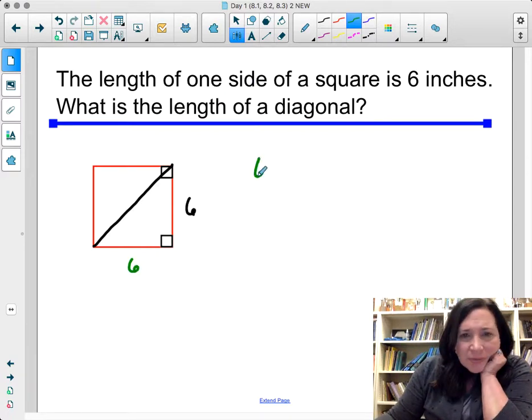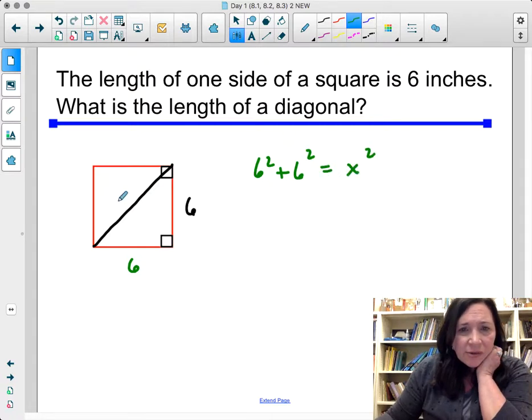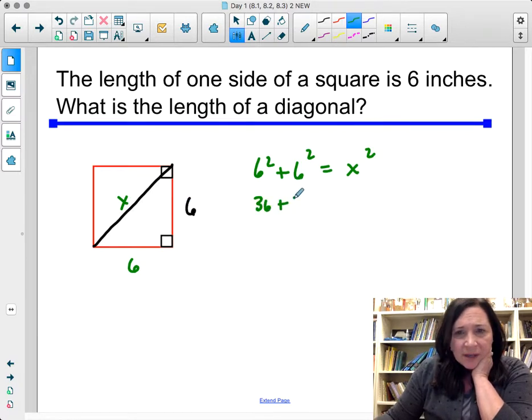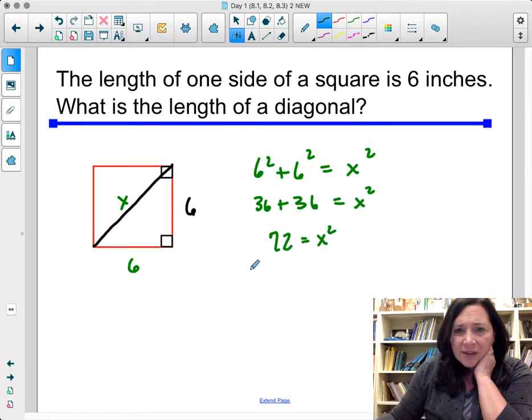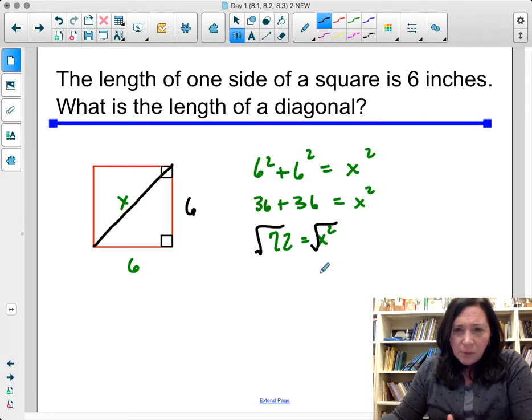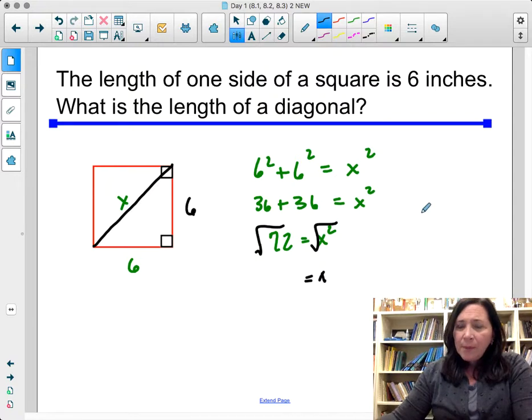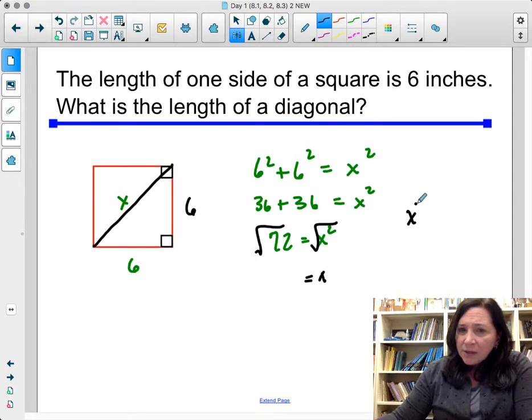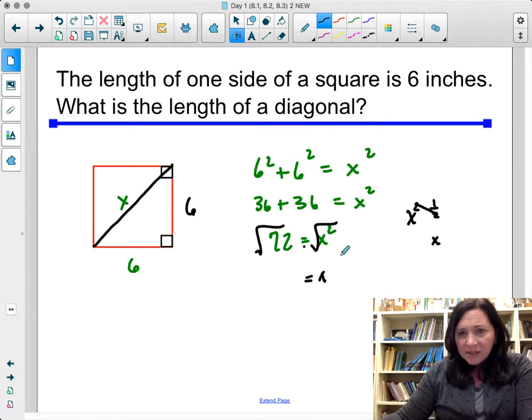So you can go 6 squared plus 6 squared is equal to my diagonal, I don't know what that is, squared. So there's my unknown. Leg squared plus leg squared. So we're going to go 36 plus 36 is equal to x squared. What does that make? 72 is equal to x squared. And then we're going to square root both sides. Now, a couple of ways I can do this, right? Let me show you a couple of ways to do this. So we already know that the square root of x squared, x squared to the 1/2 power, 2's cancel, I just get x. So this value here is just x.